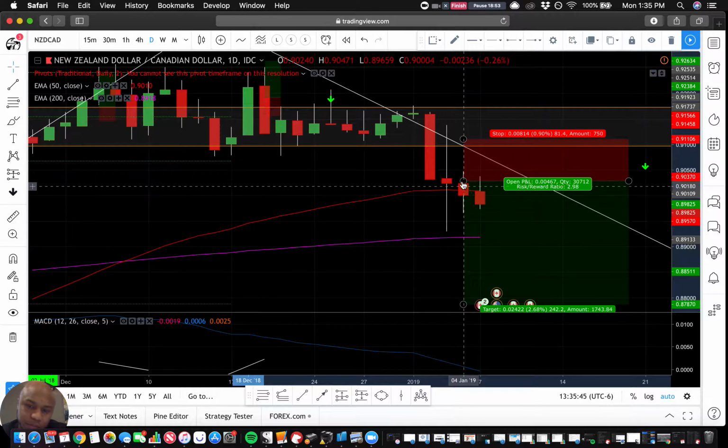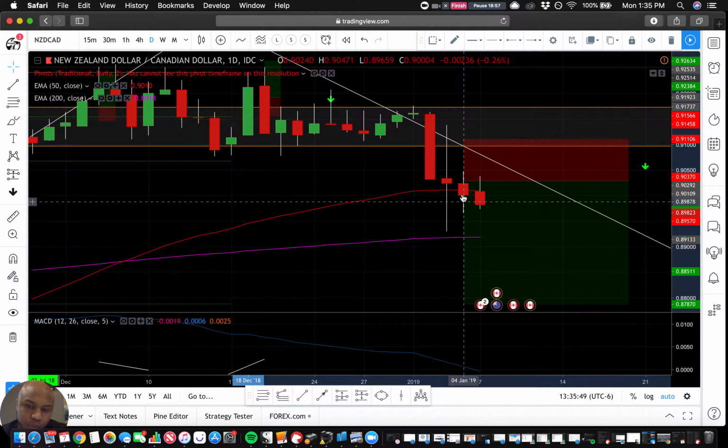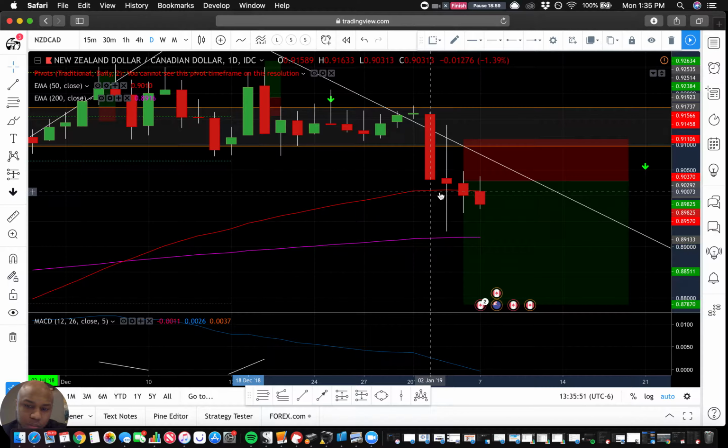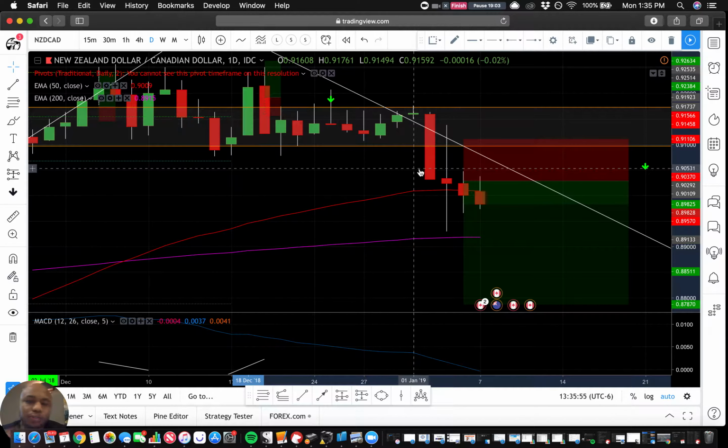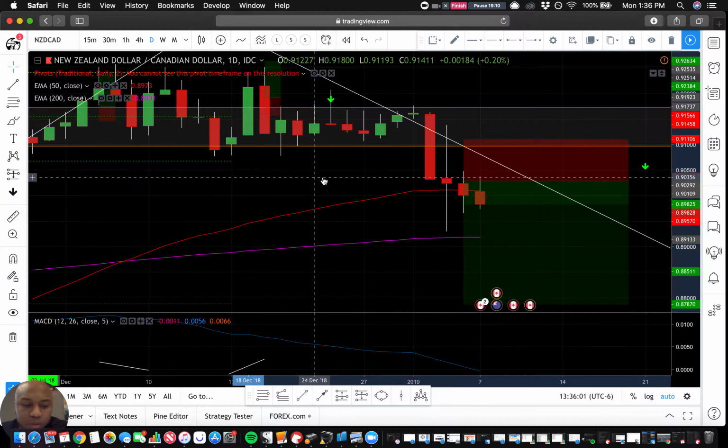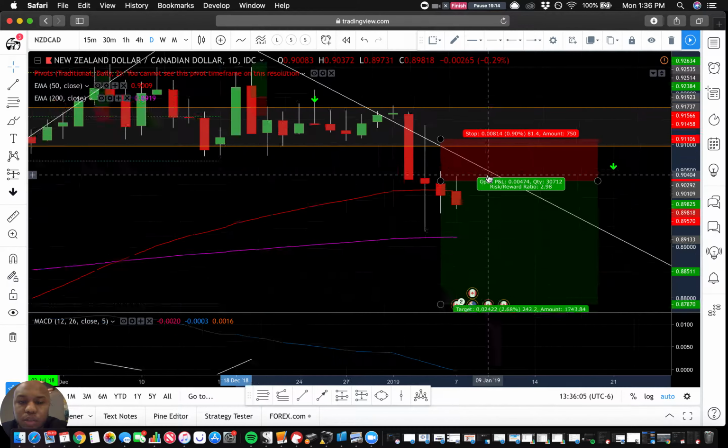And obviously I wanted to place this trade before this bar actually closed. It ended up closing below the 50 EMA for the daily chart. And as you know, the 50 EMA on the daily chart and the 50 EMA on the 4-hour chart are important to me. Daily for longer time frames, 4-hour for intraday quick trades.